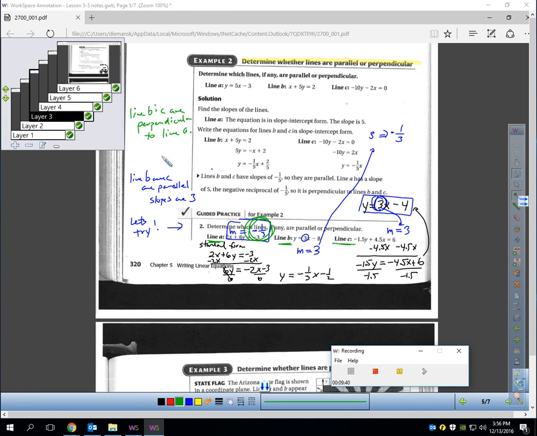So that's how you check to see if equations have parallel lines or not. If you get the same slope, you have parallel lines. If your slopes are negative reciprocals, in other words, if you can take your slope and flip it and change the sign, and that gives you the other slope listed, then you know that those are perpendicular lines.